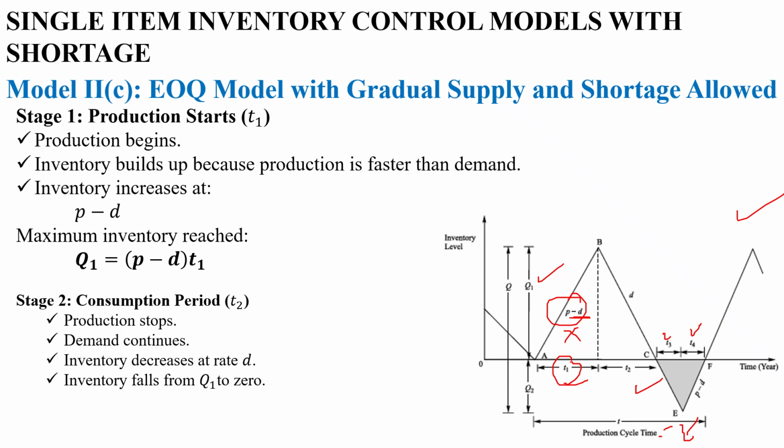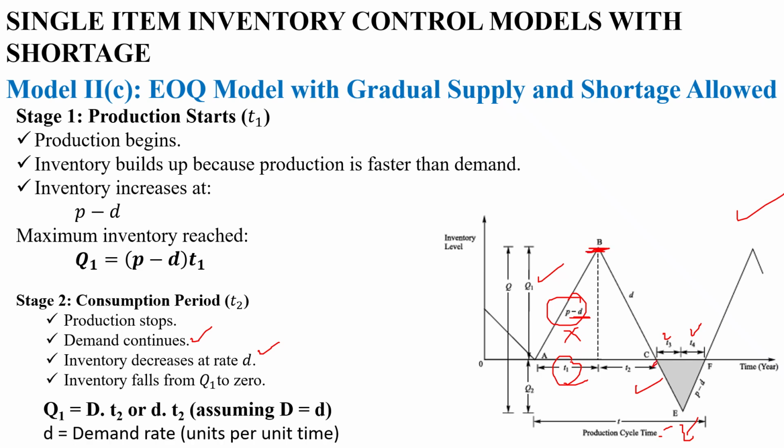Let's see the second time period, that is the consumption period. In this period, production stops and demand is continuous. The inventory level decreases at the rate of small d. Inventory falls from Q1 to 0. So Q1 equals small d into T2.